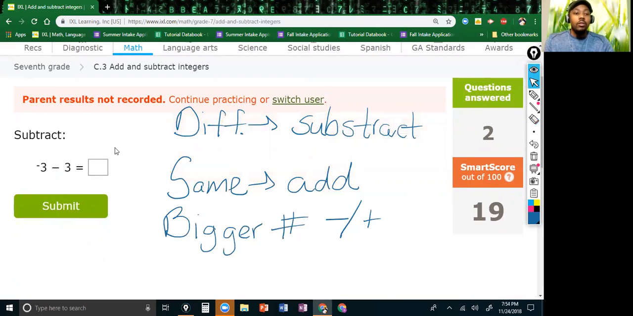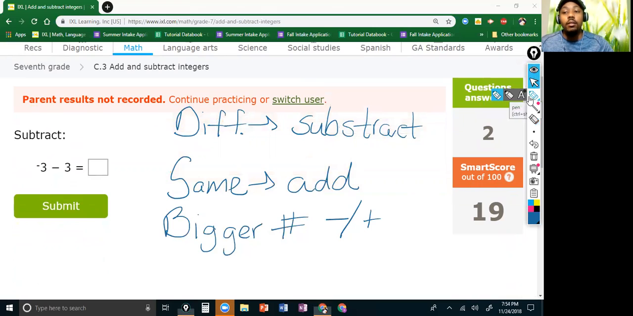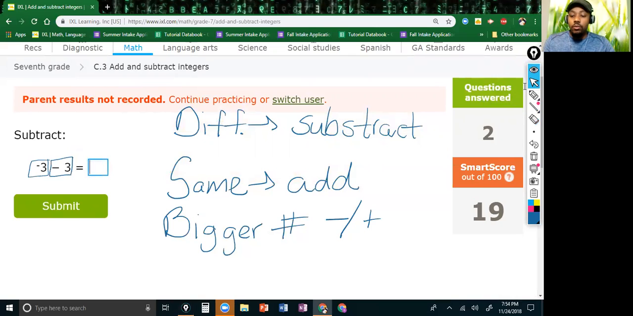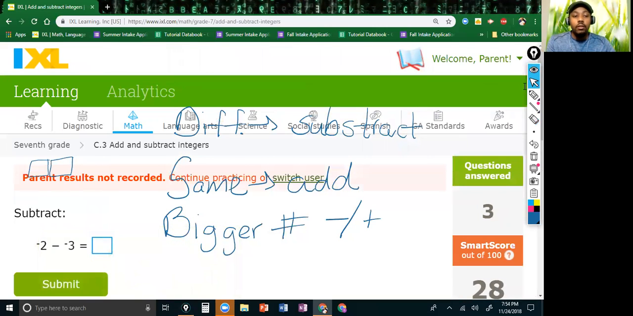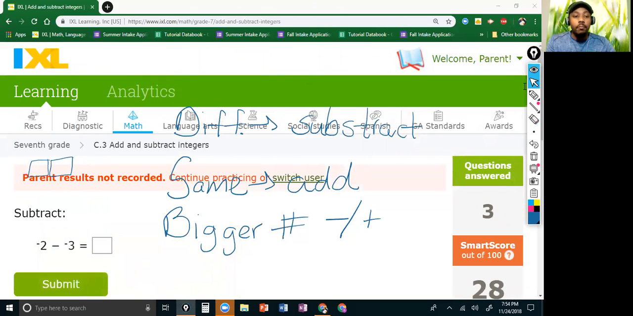Okay, so now these have the same sign. You have negative 3. And since we're subtracting 3, that sign goes with it. So now we need to add. And since they are both negative, they continue to be negative. So negative 6 is our answer. All right.